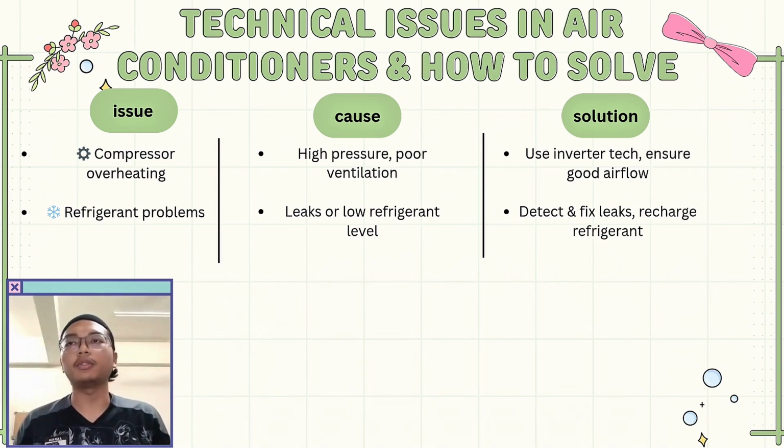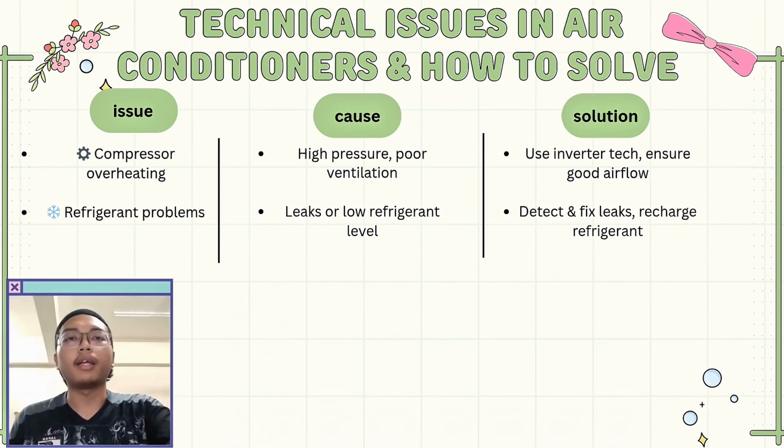Next, the third issue is compressor overheating that is usually caused by high pressure and poor ventilation. So the solution is to use inverter tech to ensure good airflow. And the last issue is refrigerant problems that are usually caused by leaks or low refrigerant levels. So the solution is detecting and fixing the leaks and recharging the refrigerant.